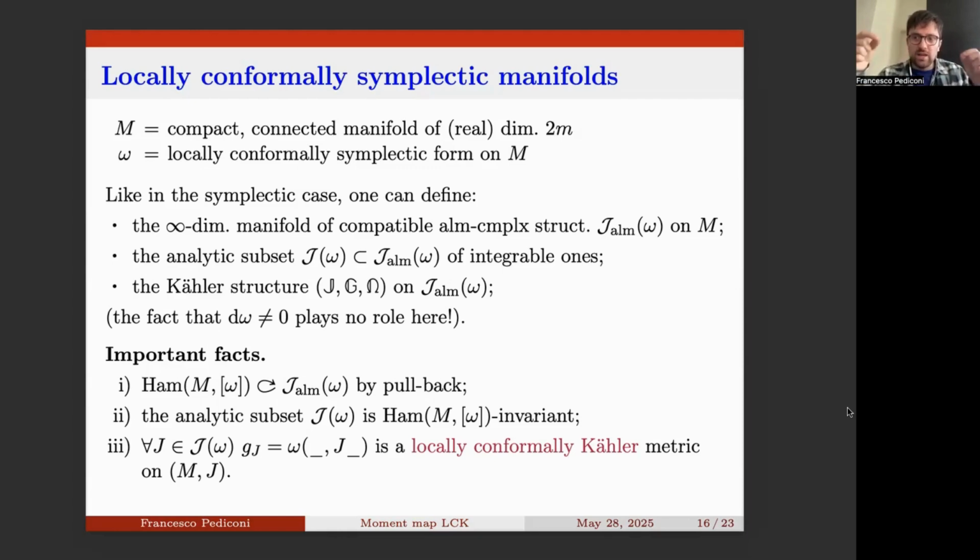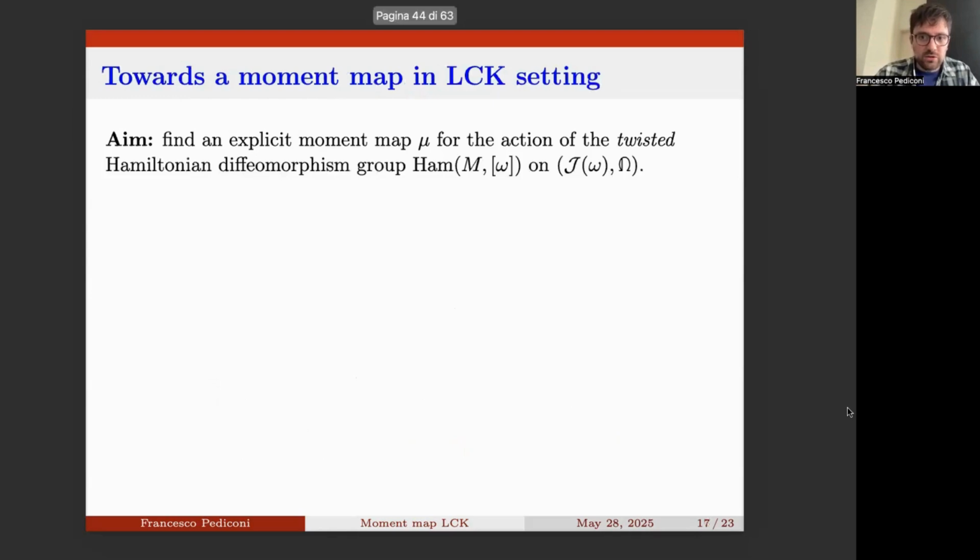you can associate to this J a Riemannian metric by taking again the composition between omega and J, and this Riemannian metric is going to be non-Kähler, of course, but it's going to be locally conformally Kähler. Which means that, again, around each point you can find a conformal change to a Kähler metric. Up to this point, everything seems to work fine, which is good. And so the aim now is to find an explicit moment map for the action of the twisted Hamiltonian diffeomorphism group on this infinite dimensional manifold.